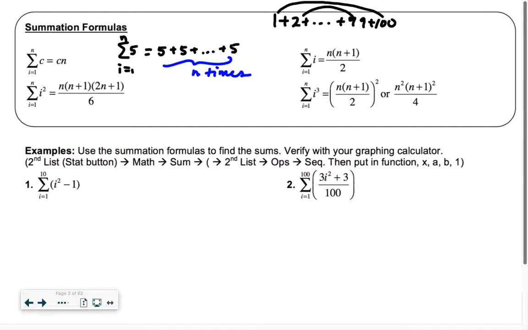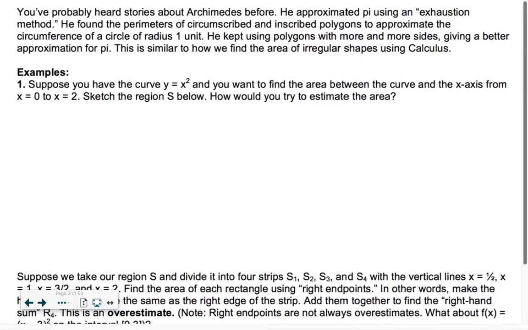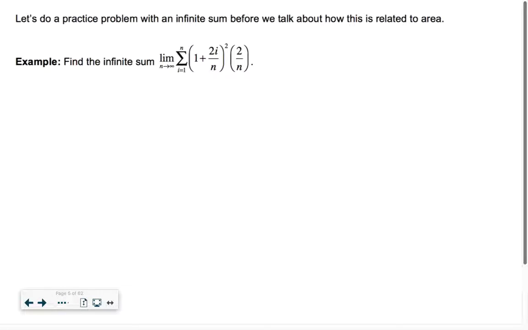So let's work this out. Let's do it with an infinite number. So we're going to skip to this one. Do you see where it says find the infinite sum of the limit as n goes to infinity, i equals 1 to n? Okay, this is a tough one to start out with, but I'm assuming that you have some basic knowledge about sigma notation, which you guys did during J-term. We'll see.